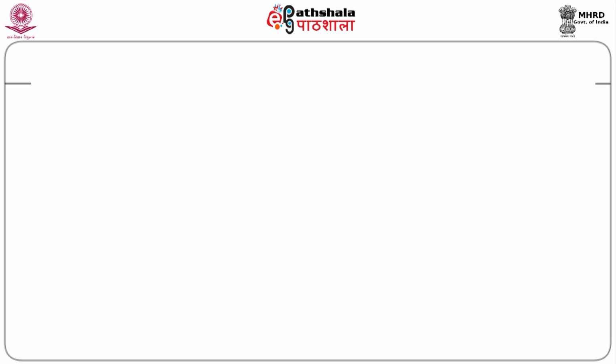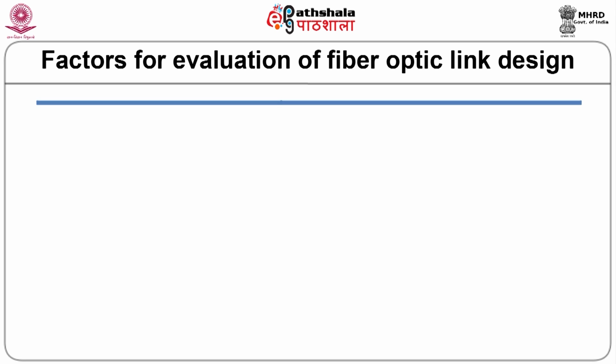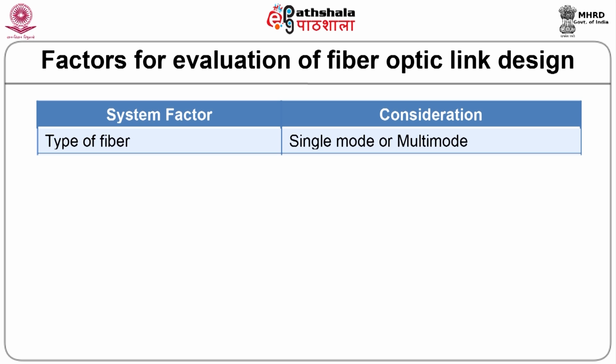So when we try to design the fiber optic link, the factors for the evaluation of fiber optic link design have to be considered. Let us take one factor at a time and discuss it in detail. Let us start with the type of the fiber. When we want to establish the fiber optic link, which type of fiber do you want to use, whether single mode fiber or multi-mode fiber? Depending upon the application, you have to choose it.